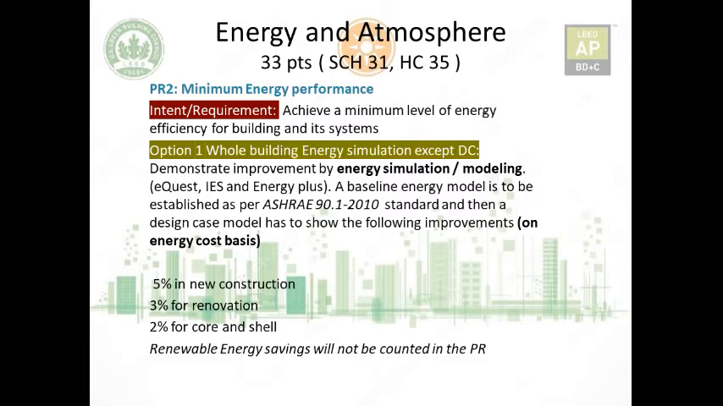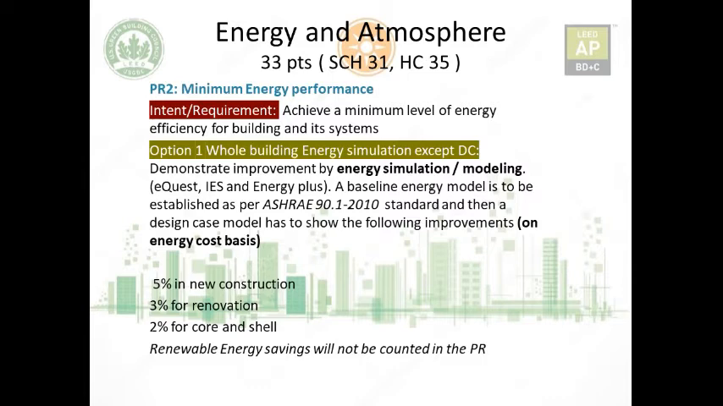We're going to see data centers as well. We have to show improvement by energy simulation and modeling, comparing our design case model to a baseline energy model that is established as per the ASHRAE 90.1-2010 standard. We can do all this in eQuest, IES, EnergyPlus, or any equivalent software. So we have to show that we have improved by a certain percentage comparing our design case model to a baseline model. One thing we have to be clear about is that this improvement is on an energy cost basis.